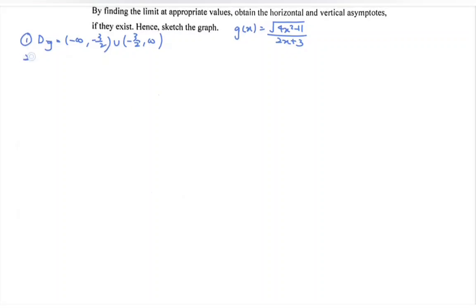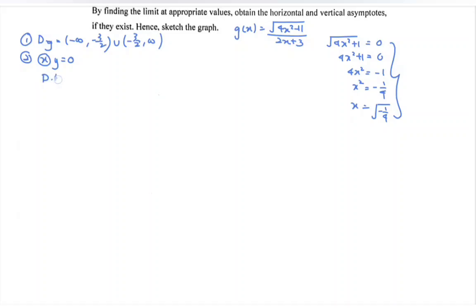Next is to find the x and y intercepts. For the x-intercept, when y is equal to 0. So if we substitute 0, we notice that the square root of 4x squared plus 1 is equal to 0. If we square both sides, we will have 4x squared plus 1 equals 0. 4x squared is equal to negative 1. x squared is negative 1 over 4. So x will be the square root of negative 1 over 4. So for this case, the situation does not exist.